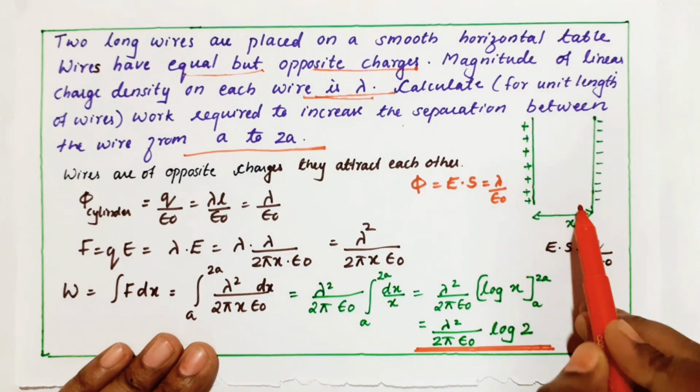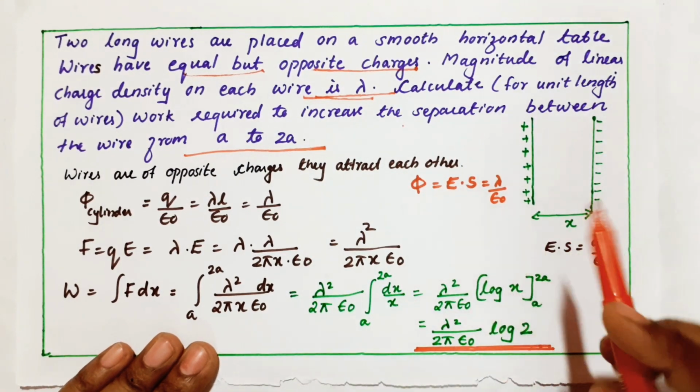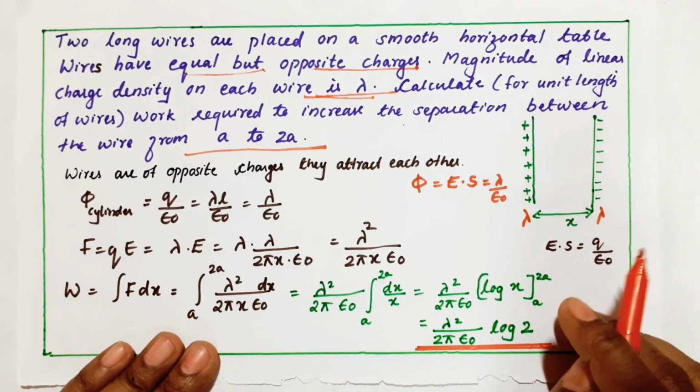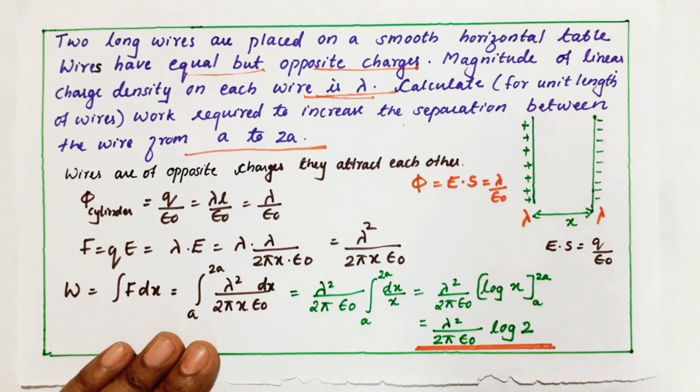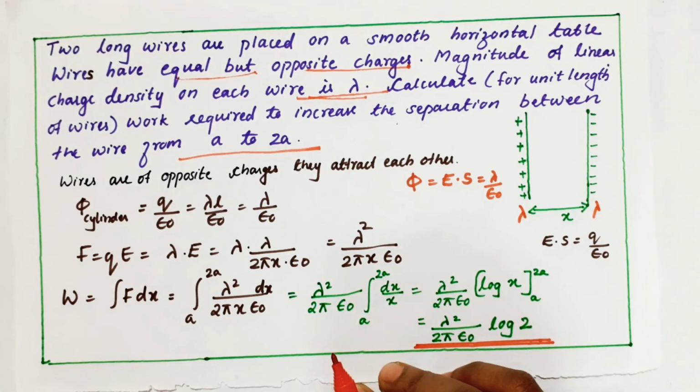See here, they are given two wires, one of positive charge, the other of negative charge. But their linear charge density is given as lambda. They are separated, right? Now we need to move it from A to 2A. What is the work required for the purpose?